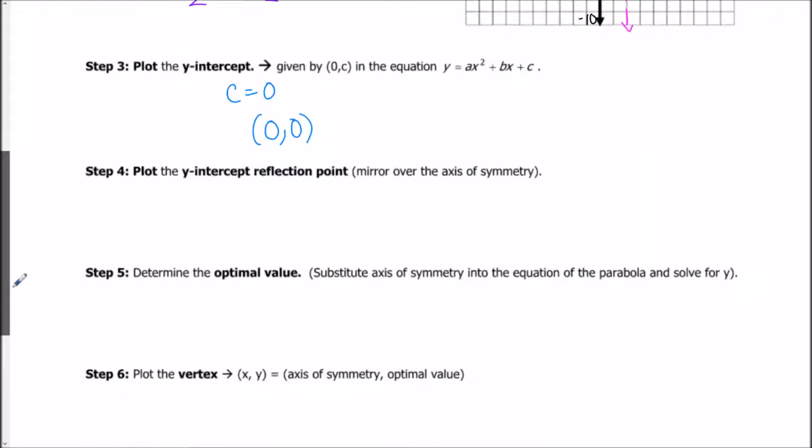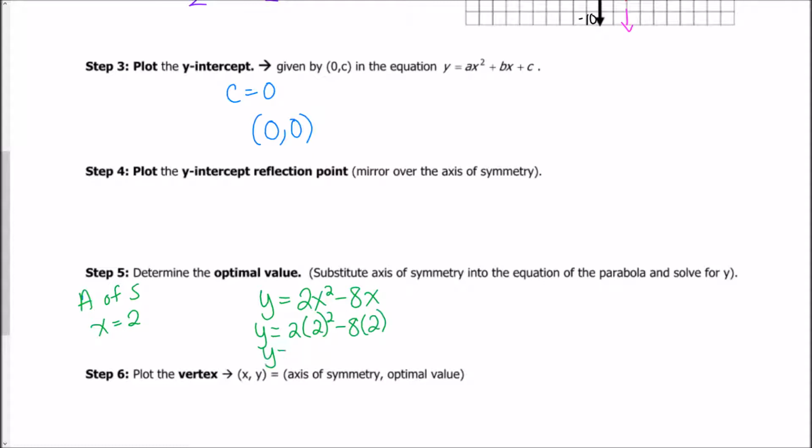Plot 5 says to determine the optimal value. We figured out here that our axis of symmetry occurs at x equals 2, and our equation is y equals 2x squared minus 8x. So I'm going to say 2 times 2 squared minus 8 times 2. And 2 squared is 4, so I get 2 times 4 minus 8 times 2. And here I end up getting 8 minus 16, so y is negative 8.